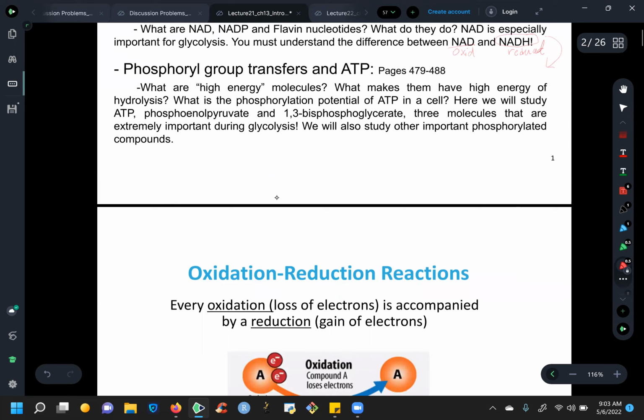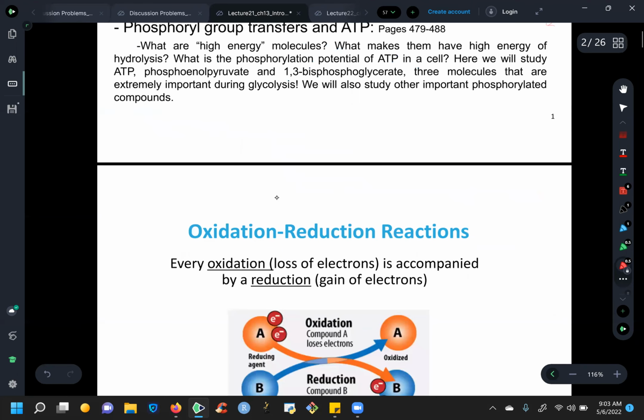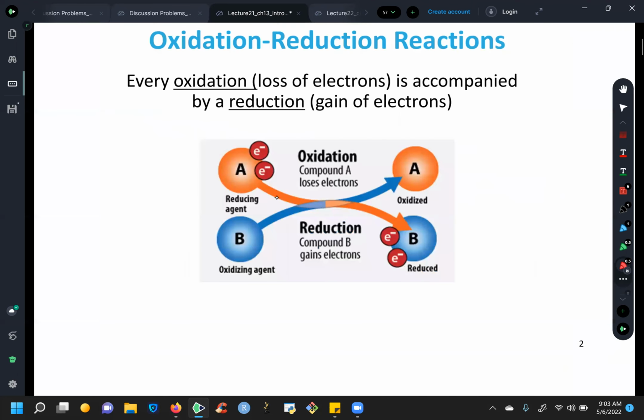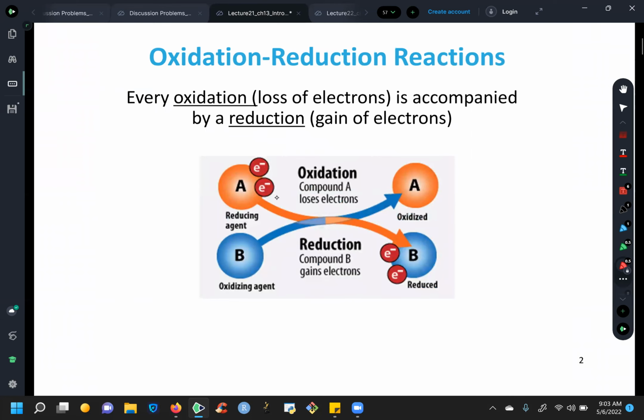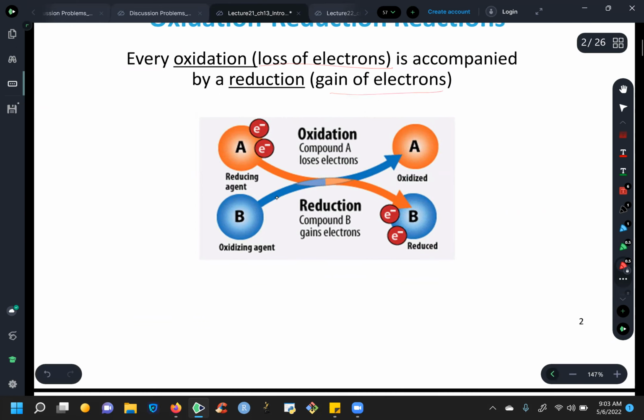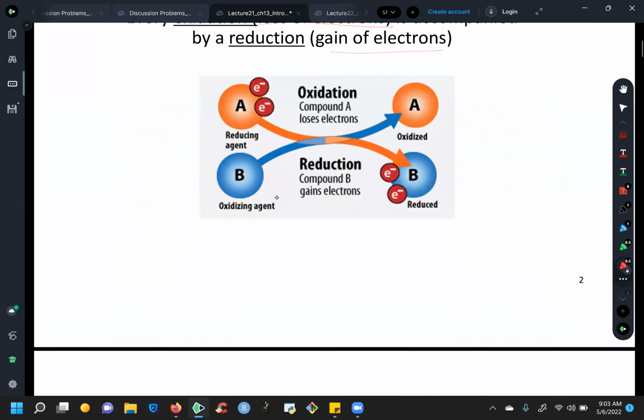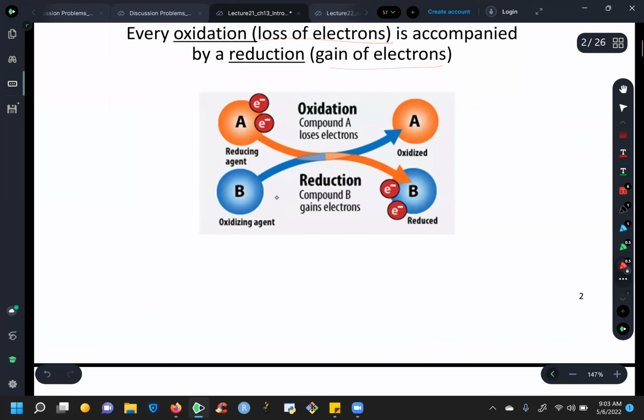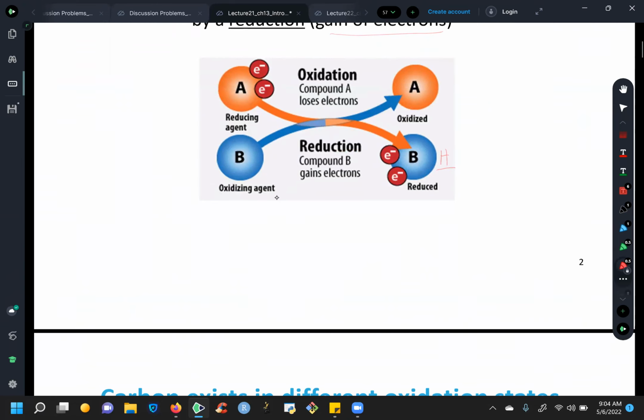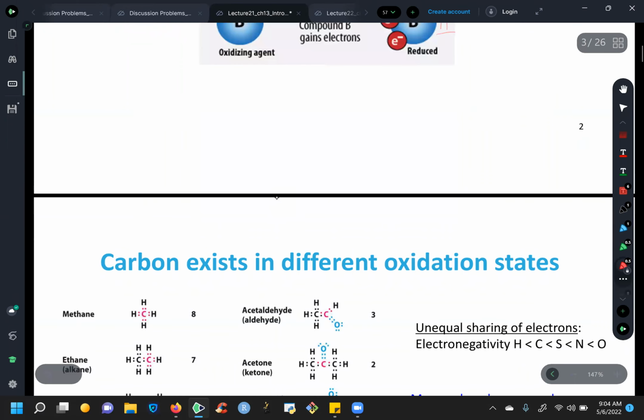Phosphoryl group transfers and ATP. Okay, oxidation, reduction, reactions. Every oxidation, that's a loss of electrons, is accompanied by a reduction, a gain of electrons. So we just went over that. But here they're showing you little electrons, but in everything we're doing, they show up as hydrogens. So every hydrogen is attached to an electron, so we just call them electrons.